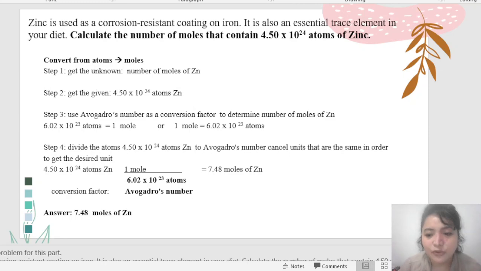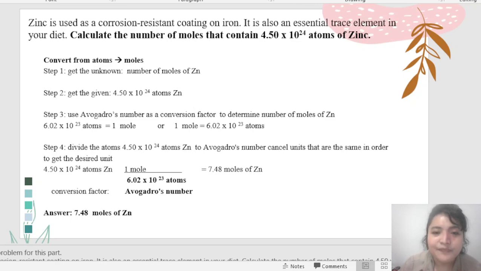Now, again, what we are going to do here is convert the number of atoms to moles. So for the first step, we are going to get the unknown, and this is the moles of zinc. Okay, so it is the other way around. And then get the given. It is 4.50 times 10 to the 24th power atoms of zinc.